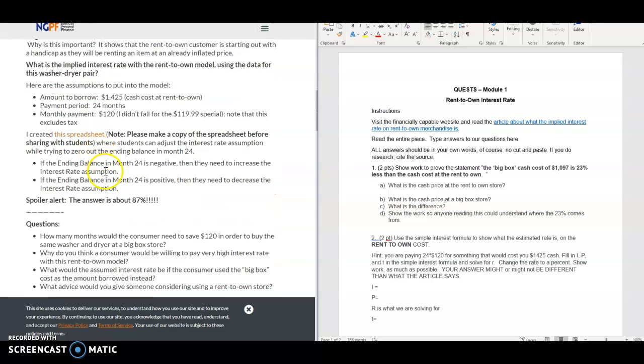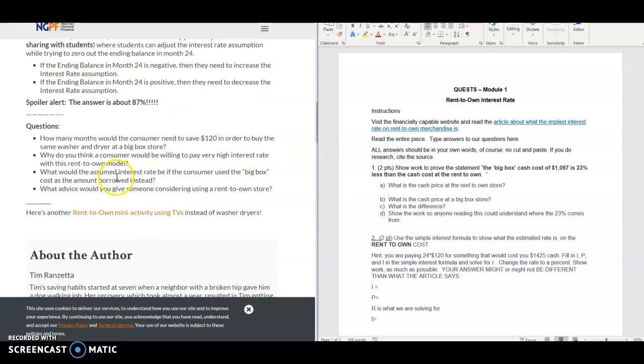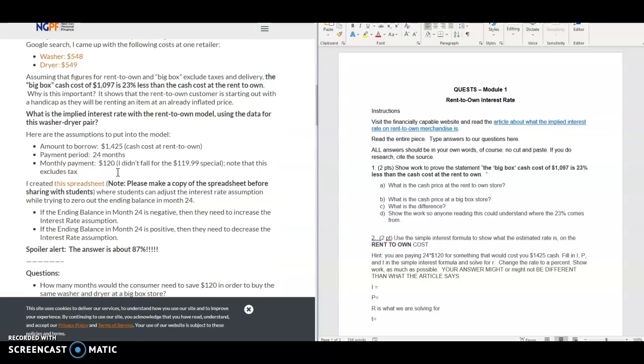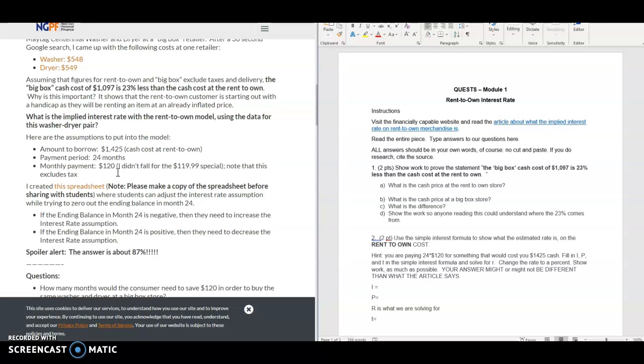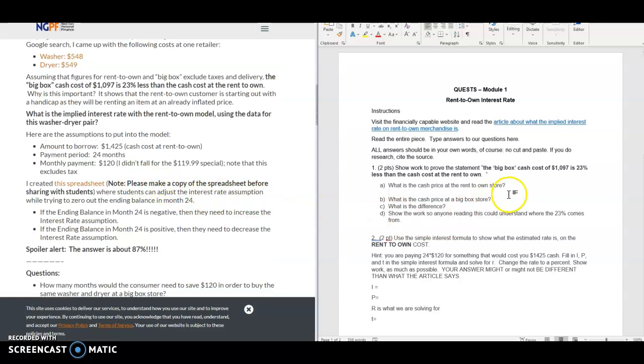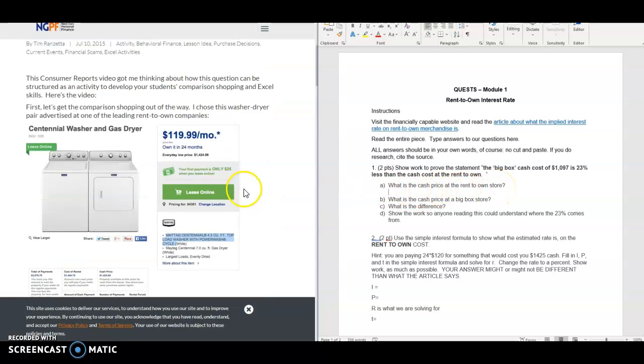If you read through the story, it talks about what the washer and dryer is at a big box retailer. A big box retailer is something like Home Depot or Best Buy. And it talks about, is it better to rent to own? Is it better to pay it right out front? That's what you're trying to discover here. So you walk it through here. What's the cash price at the rent-to-own store? We had that up here.